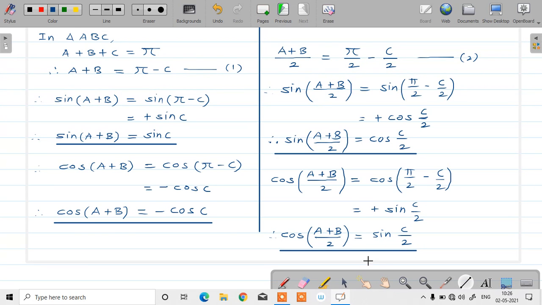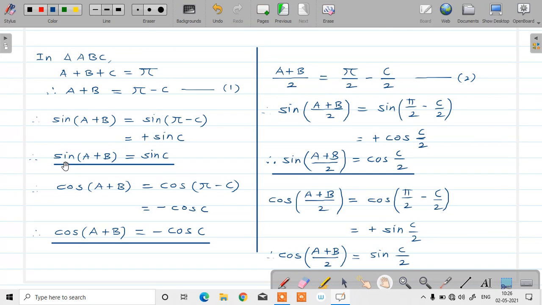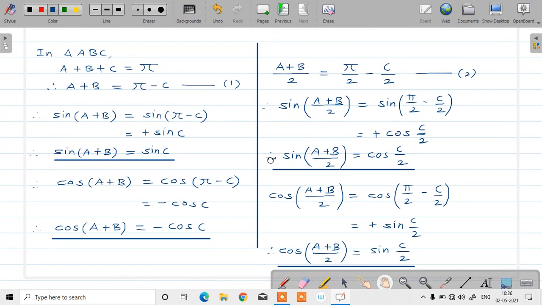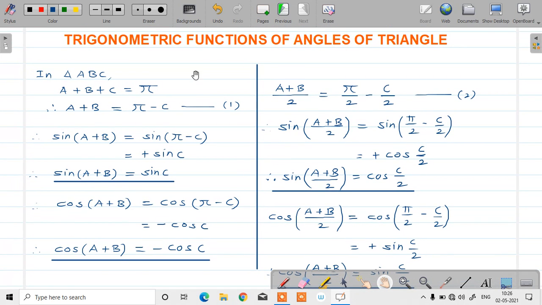So we have discussed all the formulae related to the triangle, both for sine and cosine ratios. Okay, like this. It is just by using the relation that a plus b plus c is equal to pi, and all the formulae are related to the angles of a triangle. Here we have discussed only the sine and cosine ratios. Similarly, you can obtain them for tan, cot, sec, cosec also whenever you want to use them. Okay, so this is the concept, that is, trigonometric functions of angles of a triangle, that is also completed. Thank you.